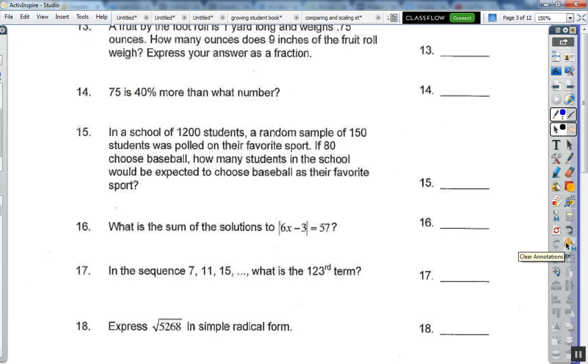In a school of 1,200 students, a random sample of 150 students was polled on their favorite sport. If 80 chose baseball, so we have 80 out of 150 is equal to x over 1,200. So the question is, how many times? This is another scale factor problem.